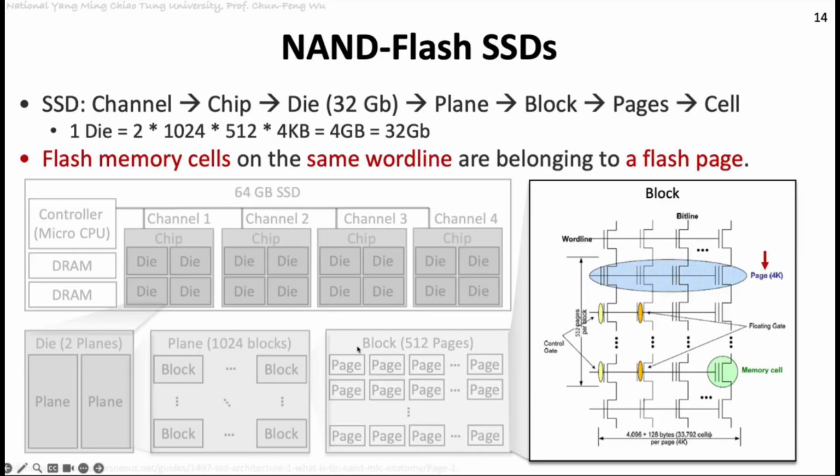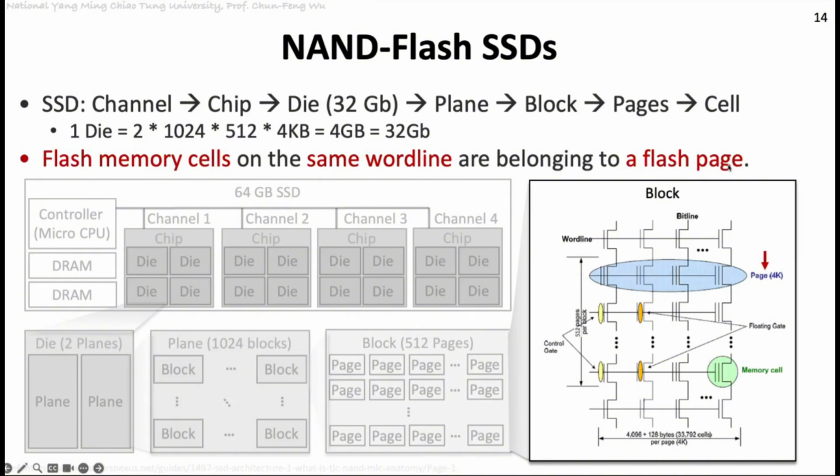Okay, so as we mentioned, flash memory cells on the same word line, on the same horizontal line, belong to the same flash page. Note that even though this is called a page, there is no relation to the OS page. They are two different ideas, but the size is usually the same.